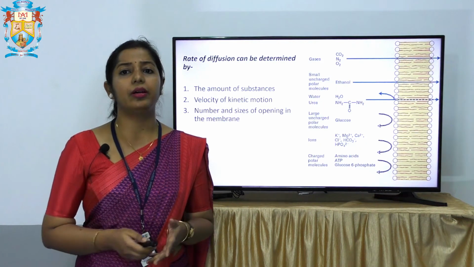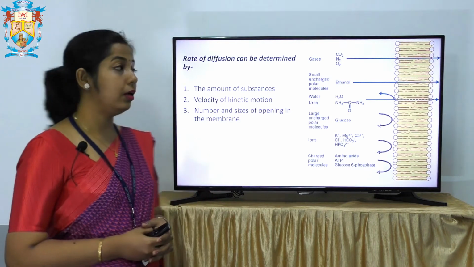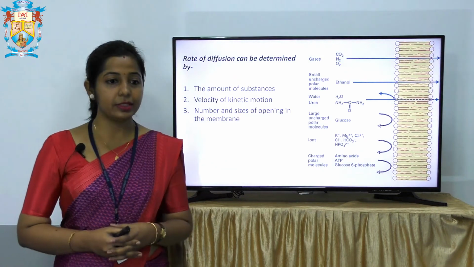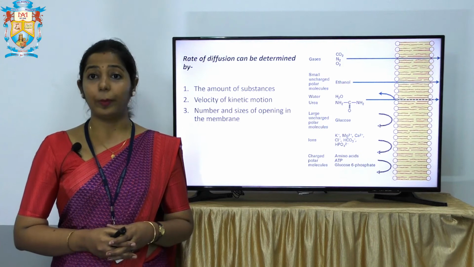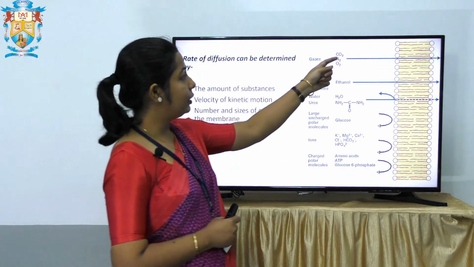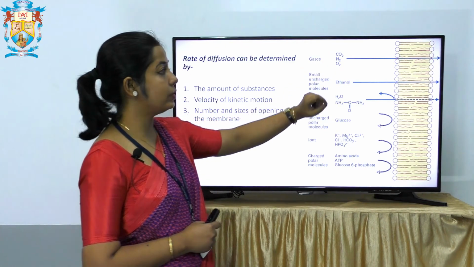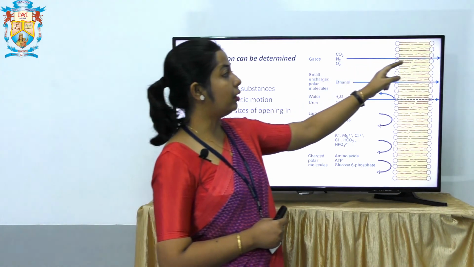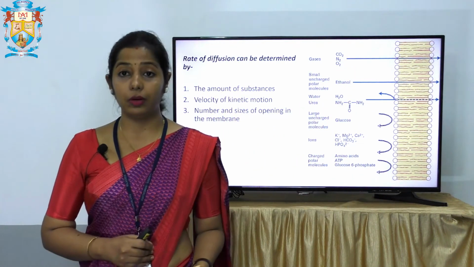Now, this diffusion's rate can be determined in various ways: the amount of substance, velocity of kinetic motion, and number and size of openings in the membrane. As you can see here, these are gas molecules: carbon dioxide, nitrogen and oxygen. They can easily diffuse across the membrane because they have a low molecular weight.